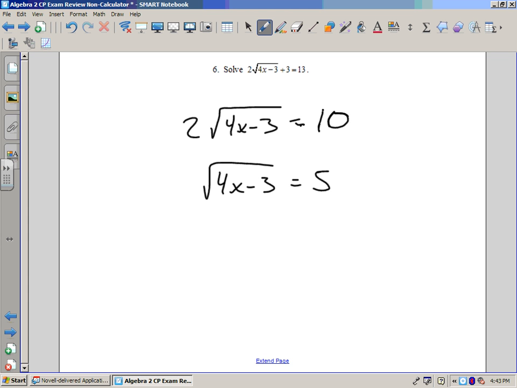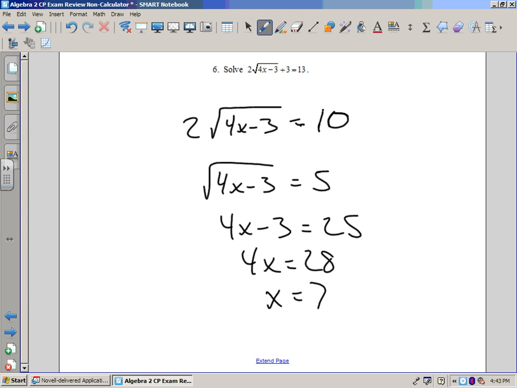Now that the radical is isolated, we can square both sides. 4x minus 3 is equal to 5 squared, which is 25. So 4x is equal to 28. X is equal to 7.